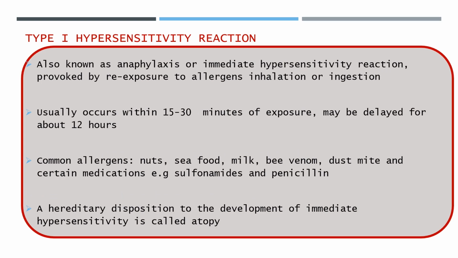Type 1 hypersensitivity reaction, also known as anaphylactic reaction, is provoked by re-exposure to an allergen either by inhalation or ingestion. Usually it occurs within 30 minutes of exposure or may be delayed for about 12 hours. Usually when the patient is exposed to those allergens such as nuts, seafood, milk, bee venom and the others that are listed, the body reacts in such a way that they produce some agents that cause adverse events on the body. Some people are hereditarily predisposed to developing type 1 hypersensitivity, and that is called atopy.